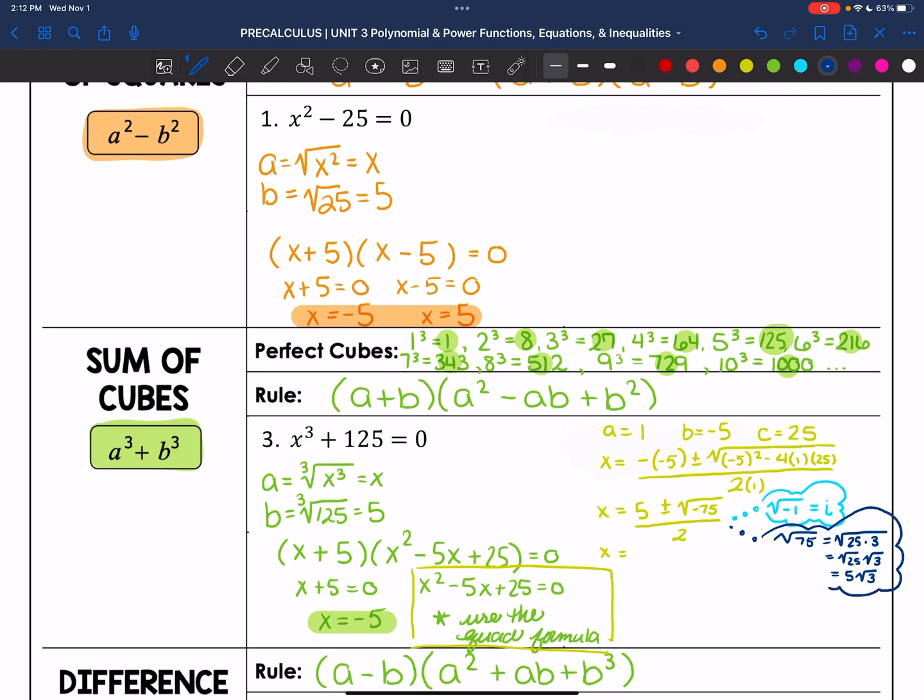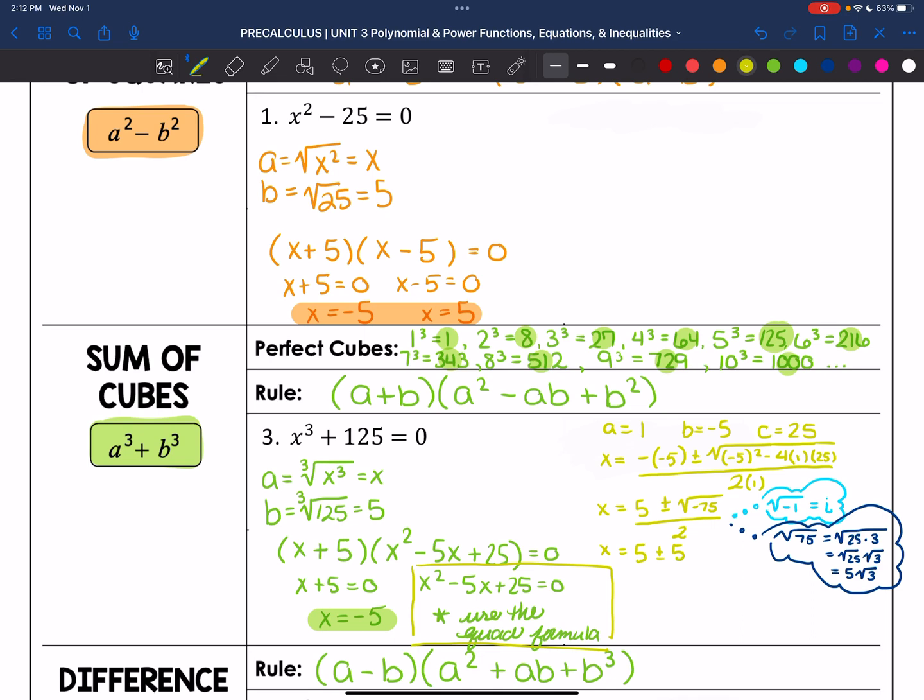So we kind of do this in our side thought right here, because now I'm ready to rewrite this. This is actually going to be 5 plus or minus. Now rewriting the square root of -75, it's actually 5. Don't forget the i comes out. And then what's left inside the radical is only that square root of 3. This is all over 2.